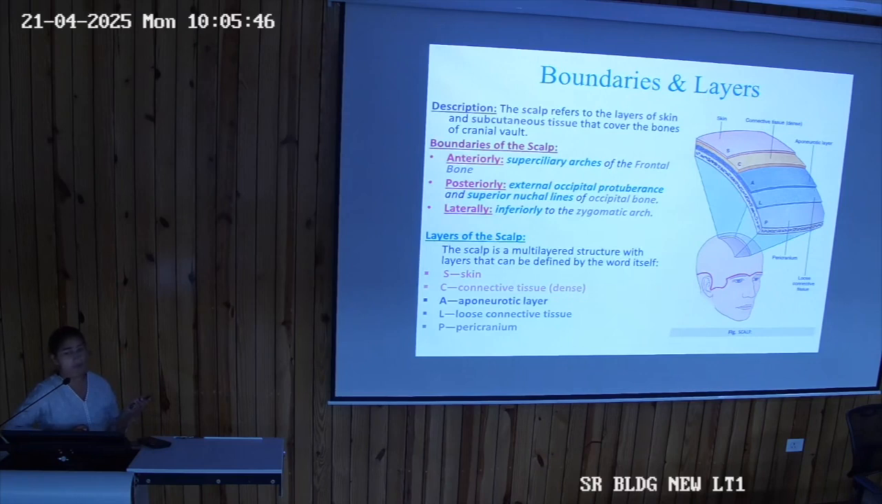I am repeating the boundaries again. You will repeat with me. Anteriorly it is attached to the superciliary arches, posteriorly and laterally from the external occipital protuberance. In the center posteriorly is the external occipital protuberance, and from there the lateral lines are the superior nuchal lines. The external occipital protuberance and the superior nuchal lines are the posterior attachment for the scalp, and laterally it is attached to the zygomatic arch.